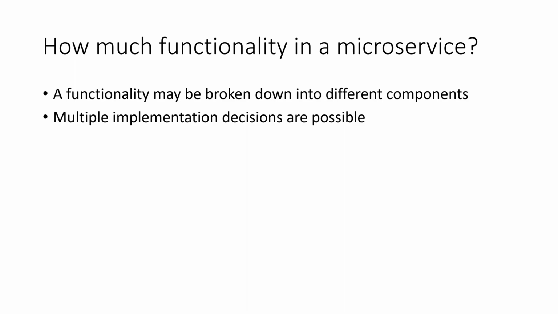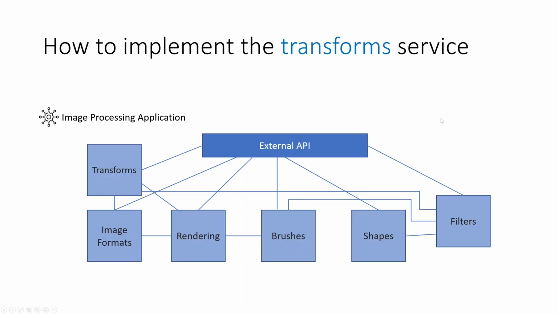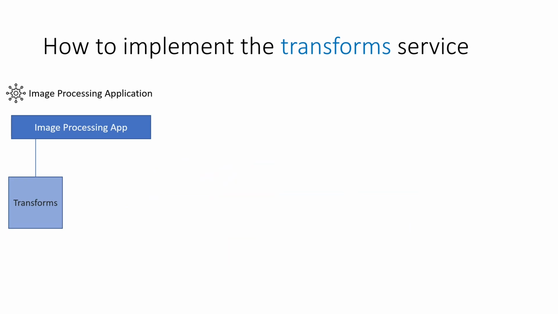And there's no single solution that works for all cases, so there are different implementation decisions and I have to pick one. So let's go back to our image processing application example. How should we implement a transforms service? In the original example, I had a single microservice that implemented all of the transforms. So you could ask for a rotate transform or a resize transform, and they were all implemented in the same microservice. So here you have the original design with a single large transforms service.